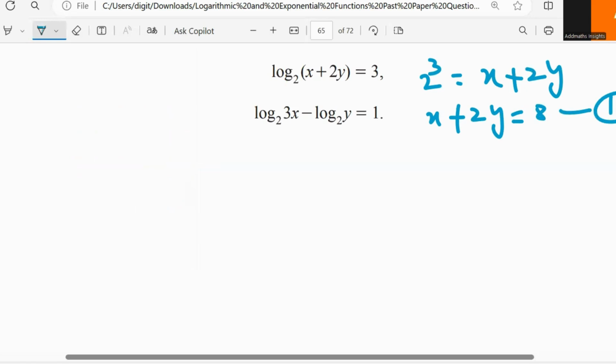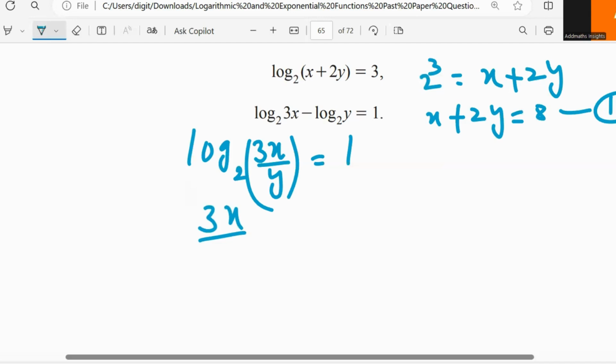And secondly, again, bases are same. So you can write log with base 2, 3x over y, division law, because of the subtraction sign here, is 1. Then we apply exponential form. So 3x over y is equals to 2 raised to power 1. So 3x minus 2y is 0. So this is how you get second equation, linear equation.